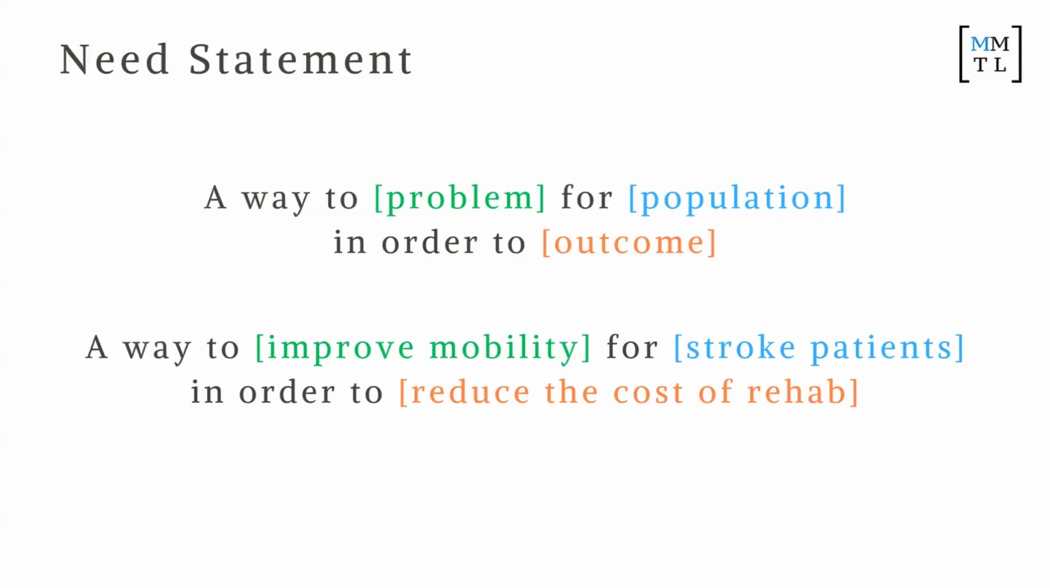What about the population? Recently discharged elderly patients. Okay, yep, you could specify that further, so it could be, for example, geriatric patients or patients post falls or whatever, right? And then the outcome? Improve patient prognosis.